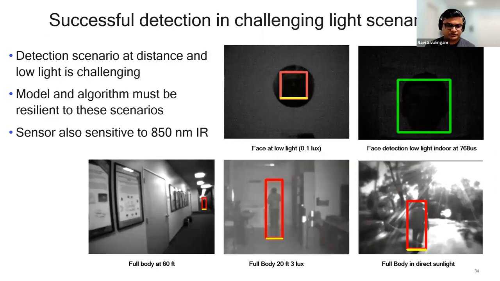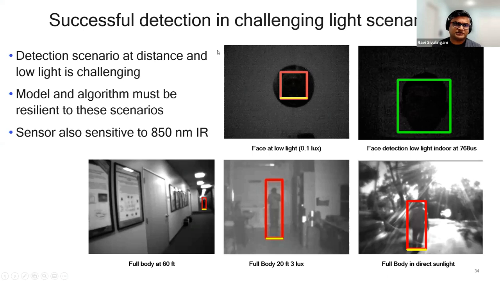So going a little bit to practical scenarios, right? In typical application settings, compared to a cell phone camera, which is a very posed picture, we usually operate in very challenging lighting scenarios. You will have very low light. Some examples on the top show face detection at very, very low light. And at the bottom, you see full body detection, our body detection at QVGA resolution can detect people up to 60 feet away. It's pretty much state of the art. And we also work as low as 3 lux lighting for human body detection. And here's an example of me in our lab, just 20 feet away.